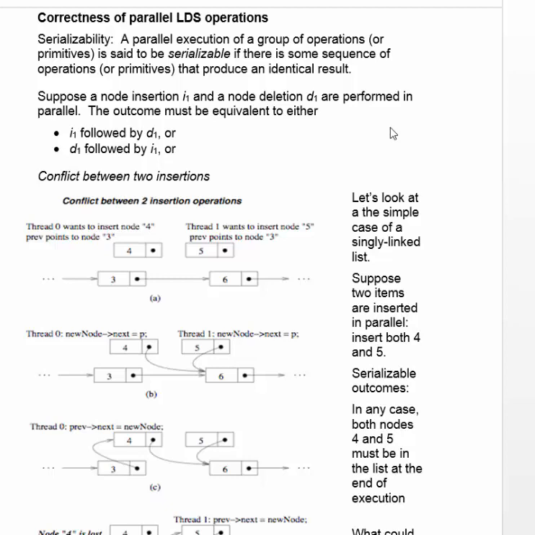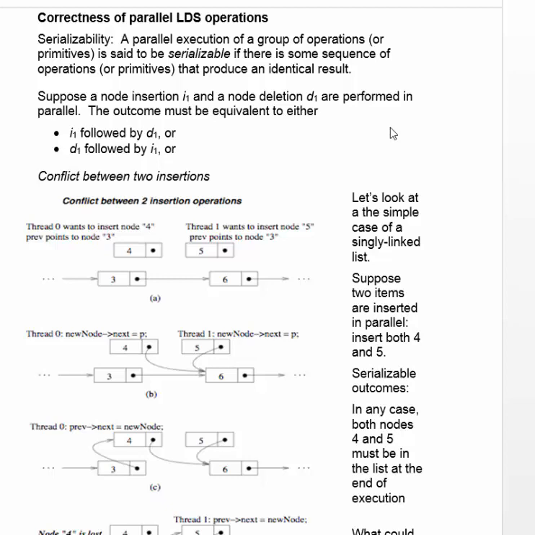A parallel execution of a group of operations is said to be serializable if there's some sequence of operations that produce an identical result. So what we want to assure is that the operations that go on in parallel do the exact same thing as some sequence of operations that could be executed sequentially. So this is a general rule for a parallel program. If it is to give the correct result, it's got to give the result that would be given by a serial execution of the same program.